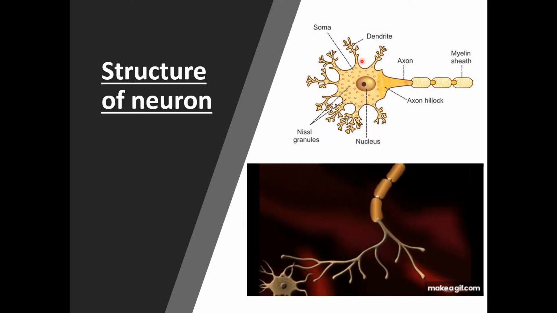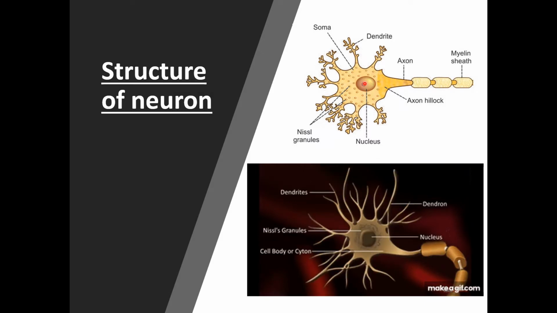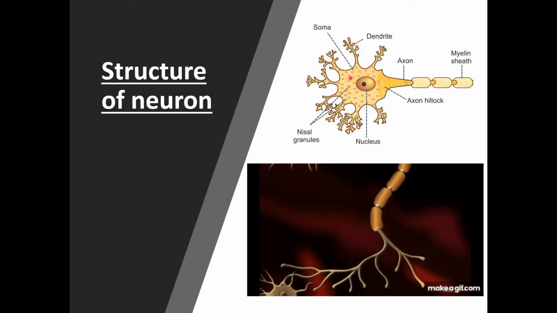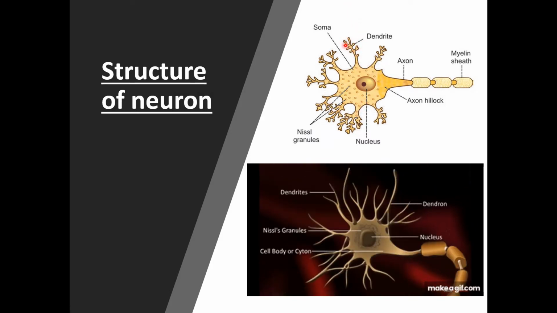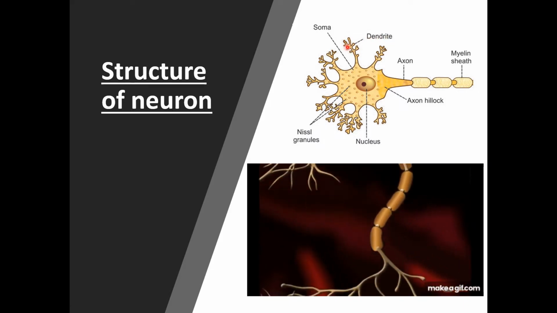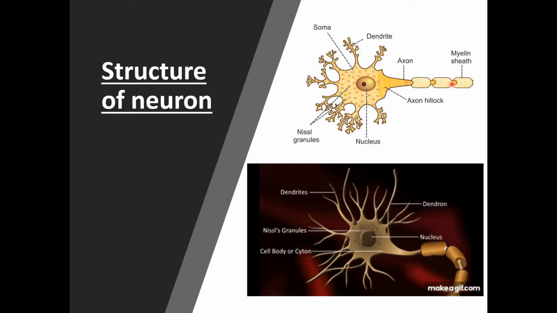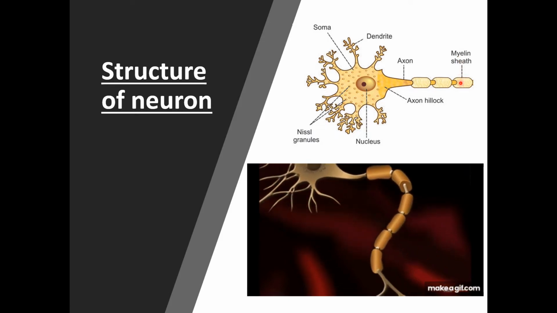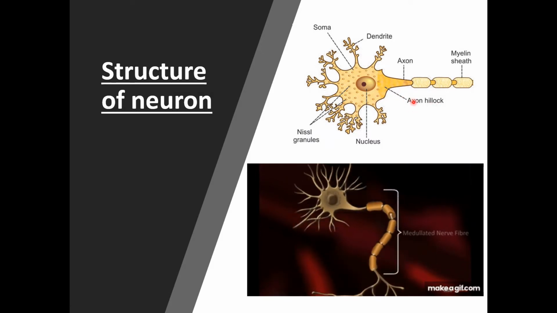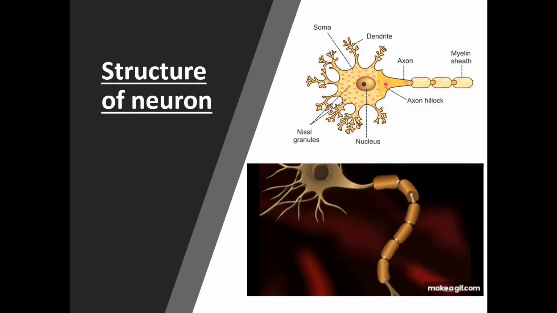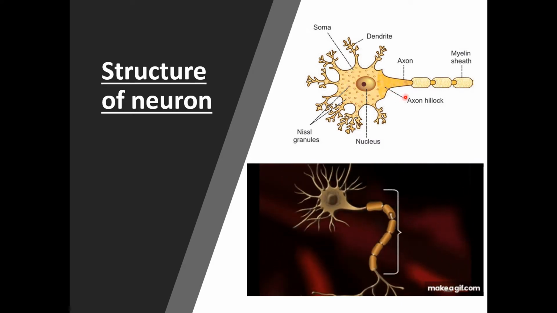Now this is the structure of the neuron. You can see centrally there is a nucleus, and this is the soma or perikaryon. This is a short process, that is a dendrite, and this is the axon, a long process, and around the axon there is a myelin sheath. The initial segment of the axon is known as the axon hillock, and you can see very clearly that in the axon hillock the Nissl granules are absent.